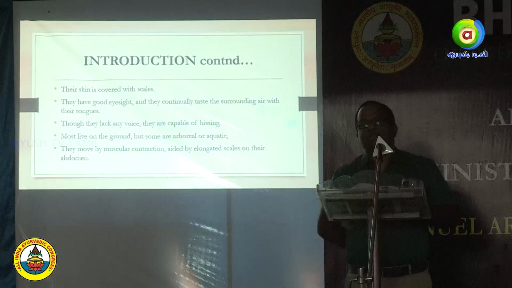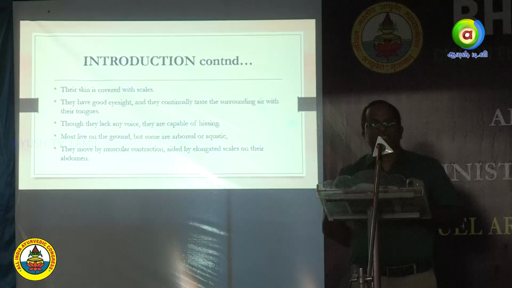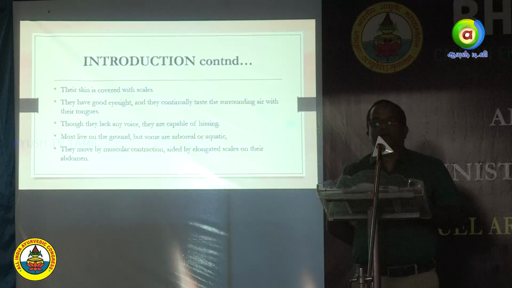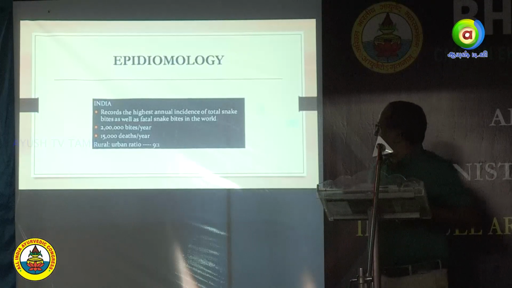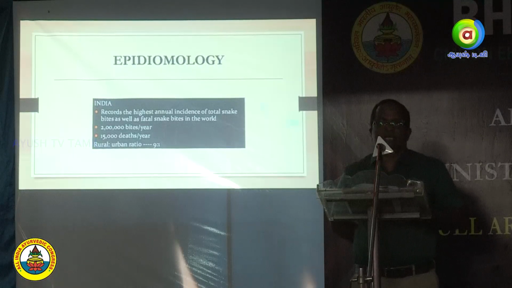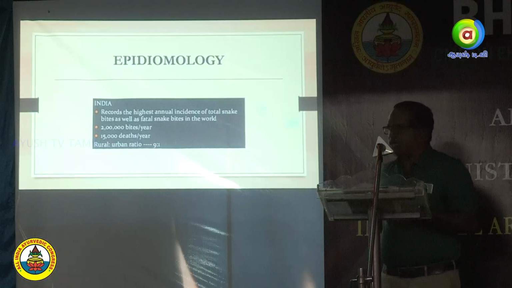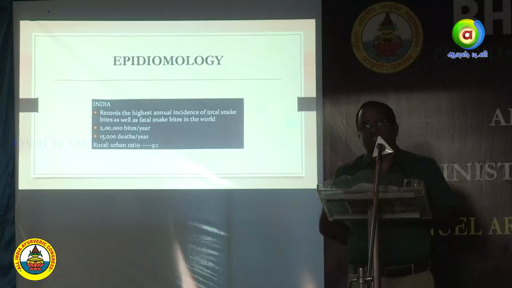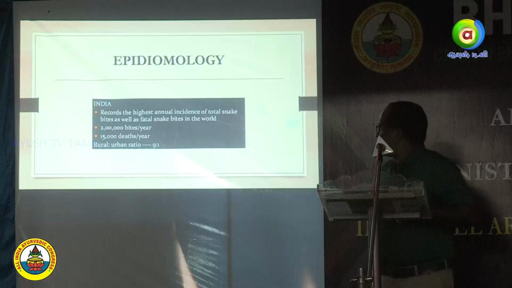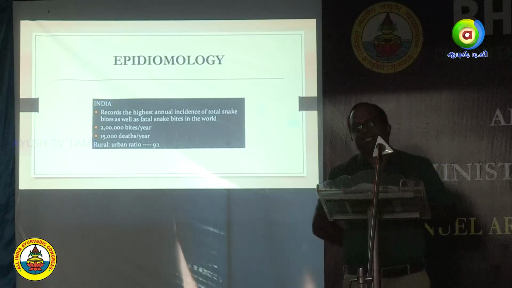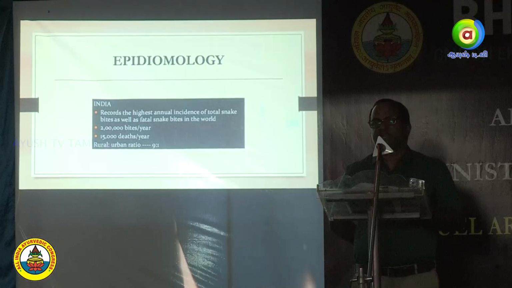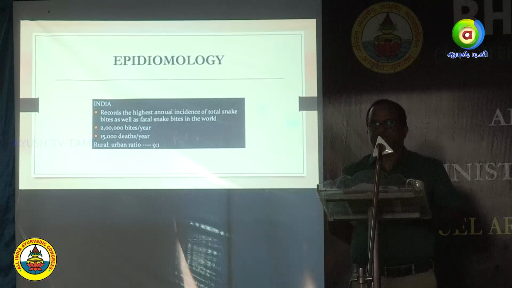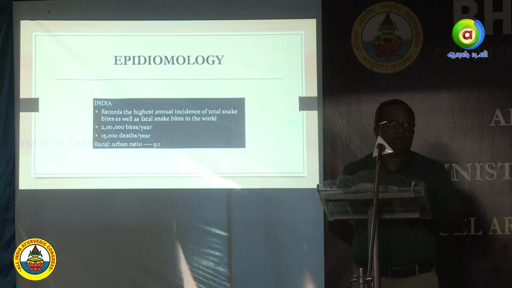So why is it so relevant? Because the recent records say that there are around 2 lakh bites per year happening in India. Among that, in one year, around 15,000 deaths are happening on average. 15,000 deaths and 2 lakh bites. The rural to urban ratio is 9:1. Nine happen in rural areas and one in urban, since the habitat is more in rural than in urban areas.